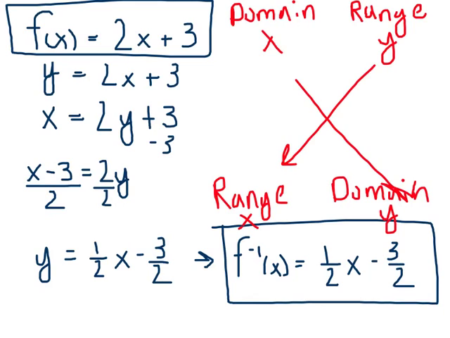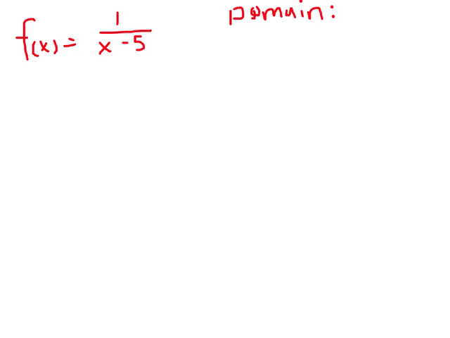Okay, let's look at one more example. It'll be a little bit harder. f of x equals 1 over x minus 5. Really quick, what is the domain here? The domain is that x cannot be 5.